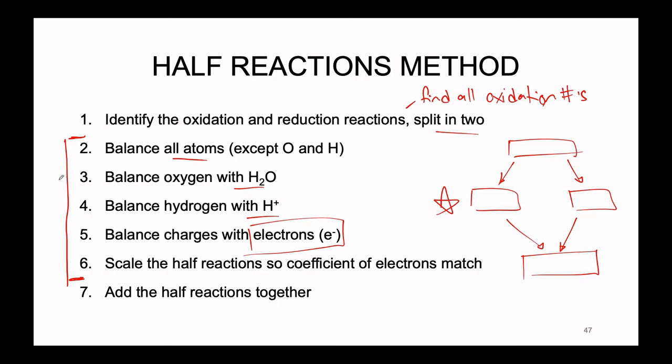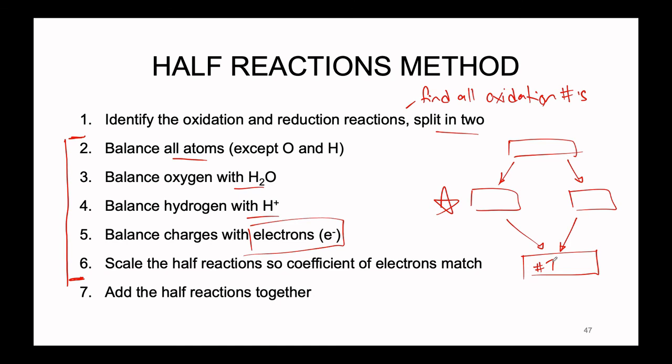Once we have the coefficients of the electrons matching, we can add everything back together. Step number 7 is going to be to take these 2 half reactions, add all of the reactants to one side, add all of the products to the other side, and there you go, you have your balanced reaction. All right, so step 1, we have to find oxidation numbers. Steps 2 through 6, we're actually balancing the 2 reactions. Step number 7, we put them back together. All right, so let's see this in action.